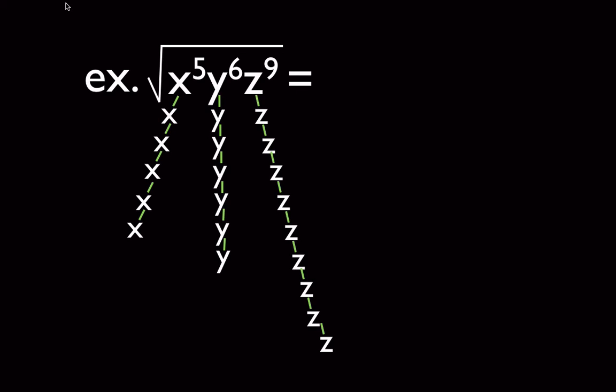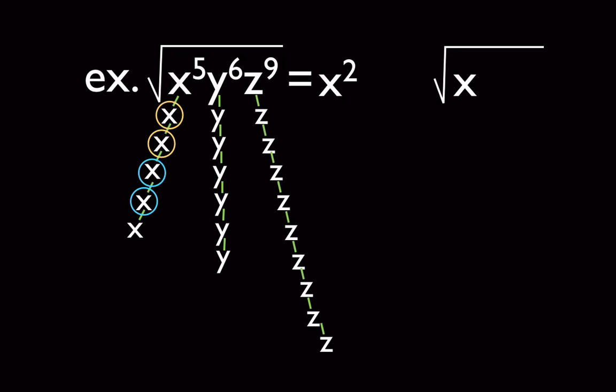Now, because we have a square root, we're going to look for pairs. I have one pair of x's and I have a second pair of x's. Normally when we do a problem like this, we would write x times x. Well, x times x is just x squared. A lot of people think, oh, I have one set of x's, I have a second set of x's. That's why I end up with x to the second power. We still have that leftover x which needs to go inside.